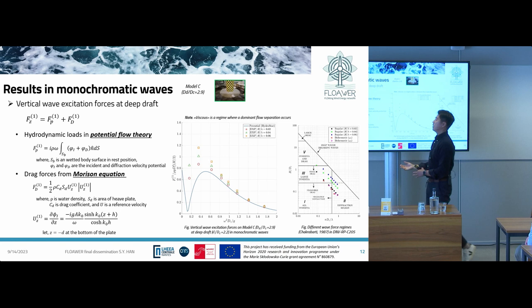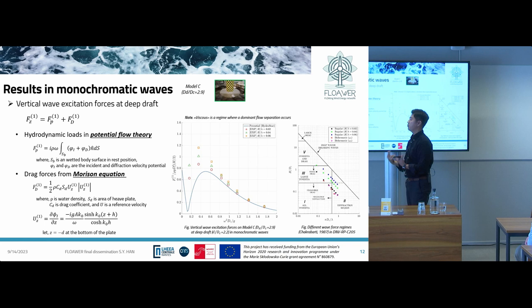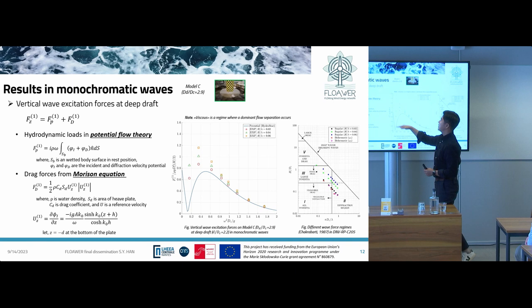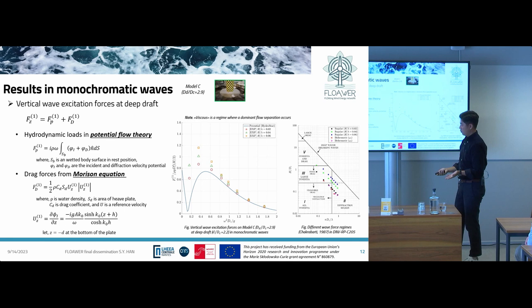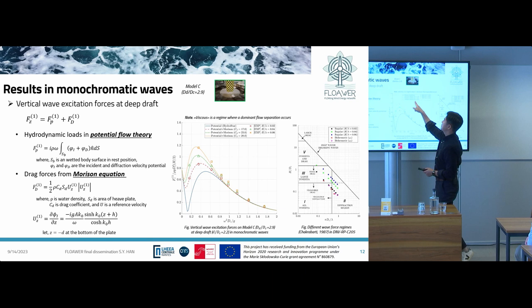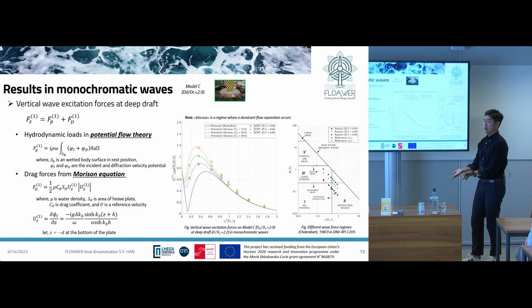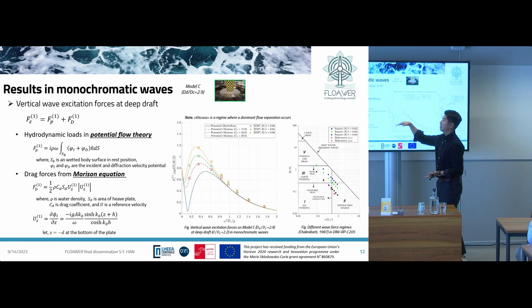On the other hand, for the drag forces from the Morison equation, I utilized the vertical water particle velocity by solving this with the incident velocity potential. And now we saw that we have a very significant difference, especially for model C at the deep draft. We could see that with the three different stiffnesses, we have totally different magnitudes of the forces. So I needed to consider three different drag coefficients from 17 to 28 to compensate for the wave stiffness effect on the vertical forces. But there is quite good agreement if I add the drag forces from the Morison equation to the vertical force component.